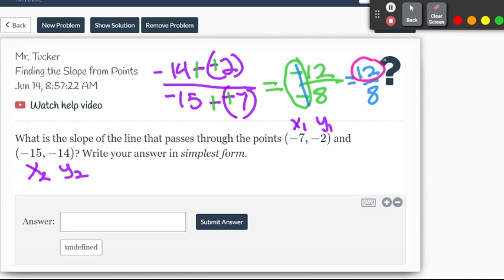If I divide the 12 by 4 and the 8 by 4, the result will actually give me 3 over 2 is my slope that I would put down here.